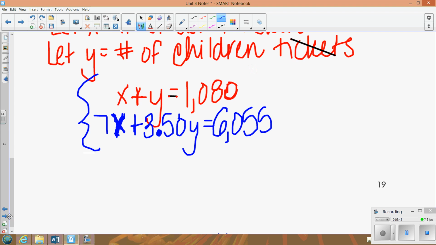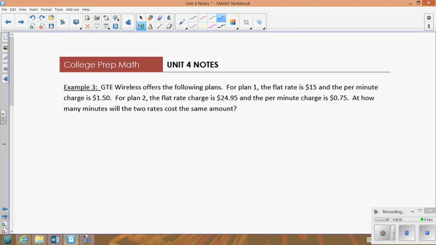So let's look at a couple more setups. So example 3, GTE Wireless offers the following plans. For plan 1, the flat rate is $15 and the per minute charge is $1.50. For plan 2, the flat rate charge is $25.95 and the per minute charge is 75 cents. At how many minutes will the two rates cost the same amount? So I have two variables here. I have minutes and I have cost.